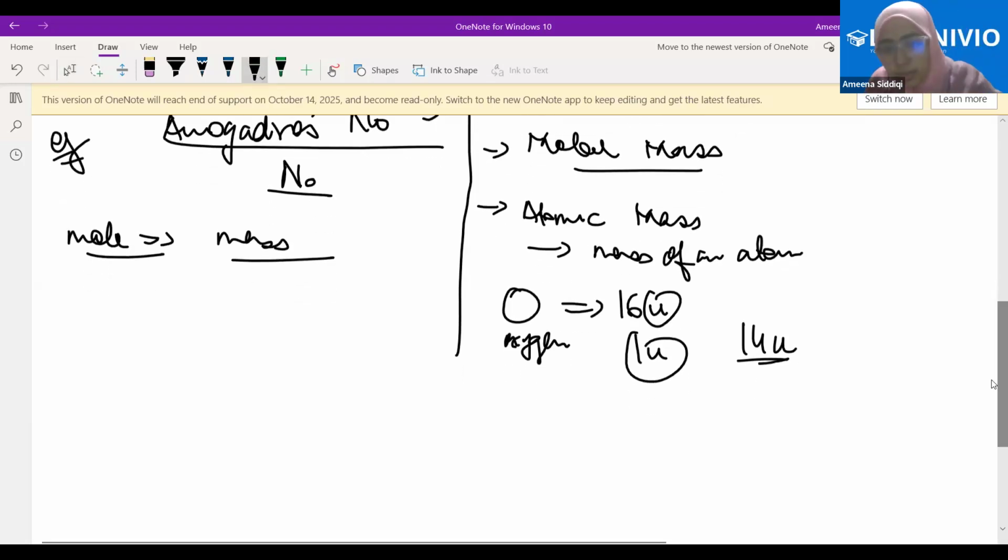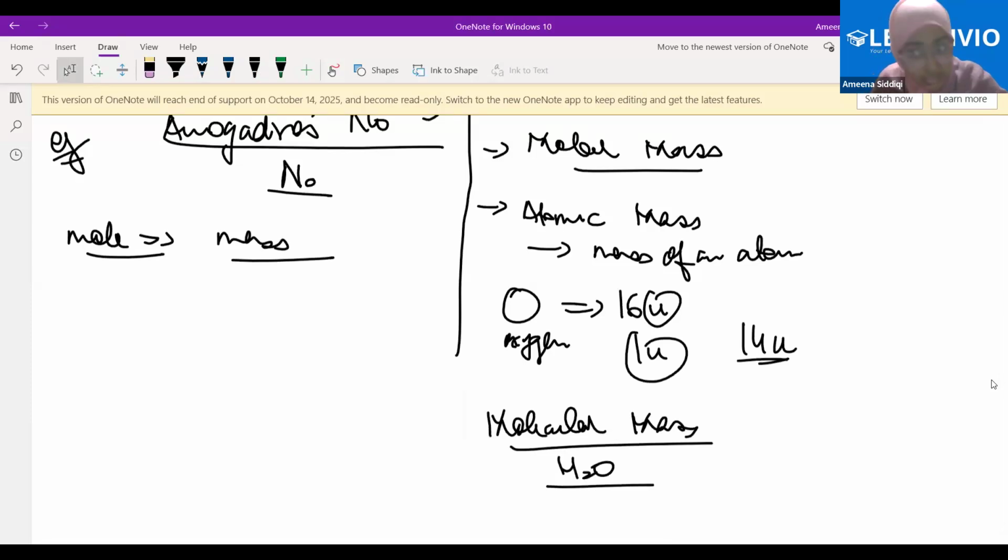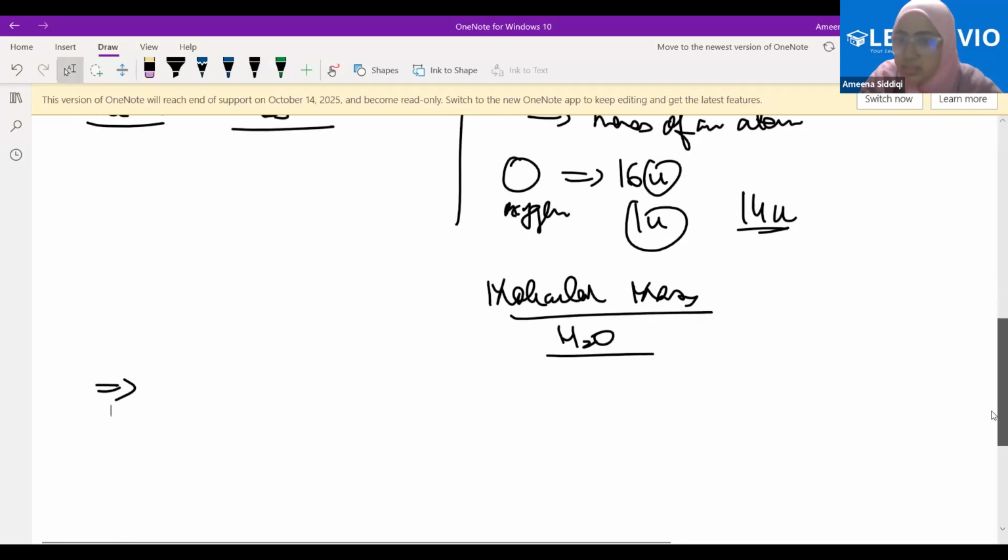What is molecular mass? If I have a molecule, example H2O, can I say H2O is a molecule? Yes, we could say it's a molecule. How many atoms are there in this? Clearly 3 atoms, 2 of hydrogen, 1 of oxygen, right?